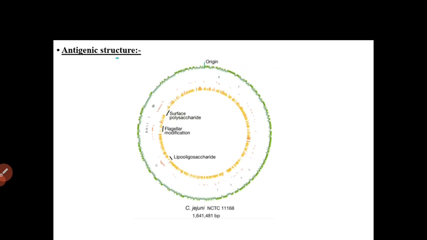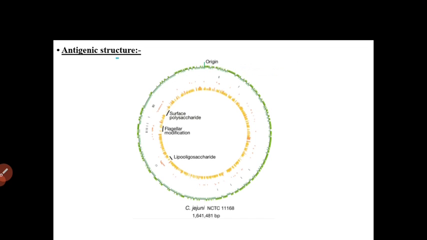Moving ahead, antigenic structure. Now, Campylobacter, see, this is the structure of C. jejuni. Here you can see surface polysaccharide, flagellar modifications. Let's see. Campylobacters possess somatic O and flagellar H antigens. O antigen.